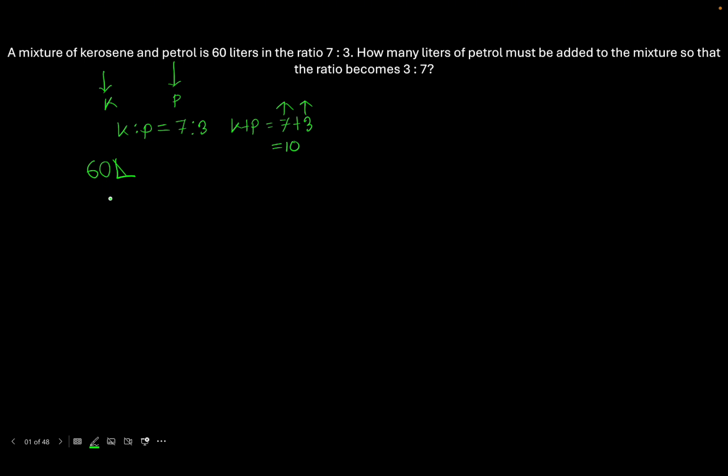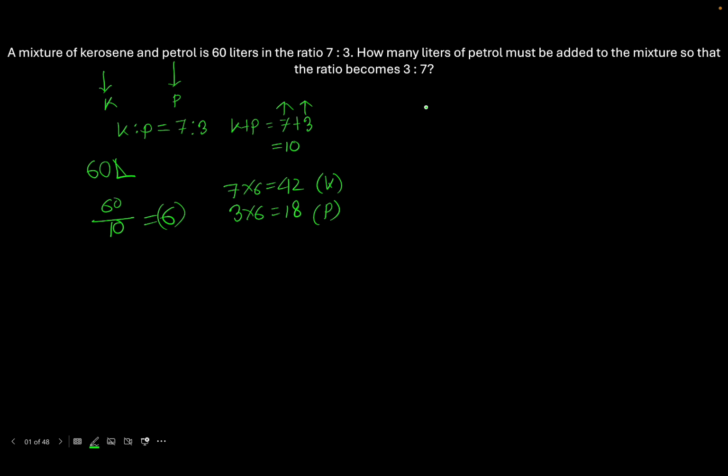So what we can do is, this 60 divided by 10 is equal to 6. So we have to multiply this 7 and 3 with this 6. So we will get 7 into 6, 42, 3 into 6, 18. So the 42 is kerosene and 18 is petrol.